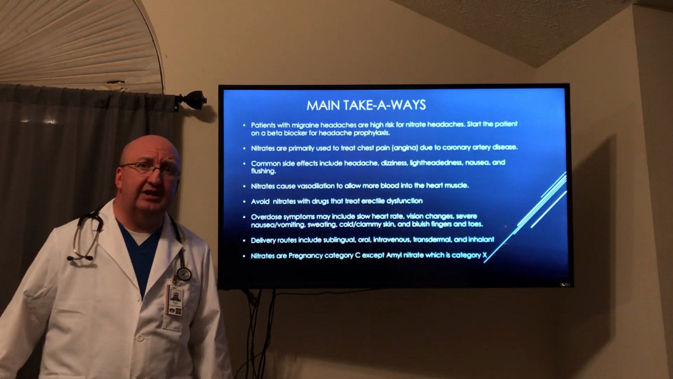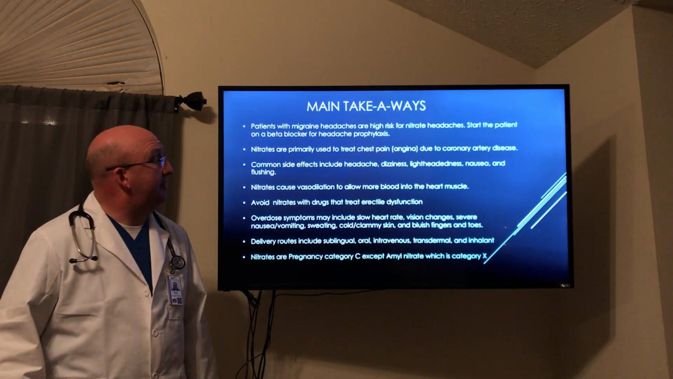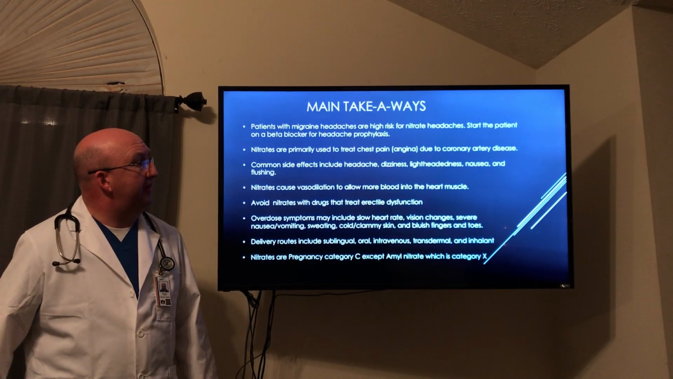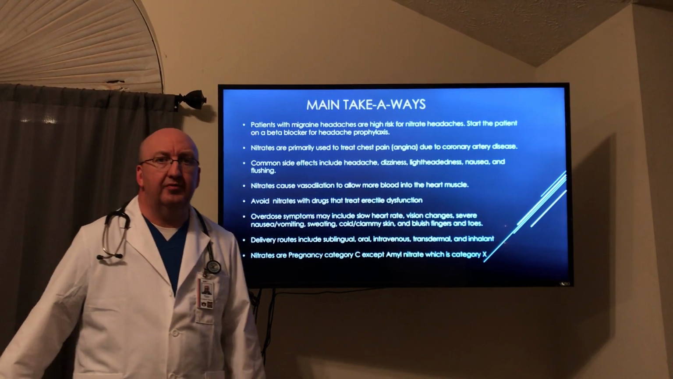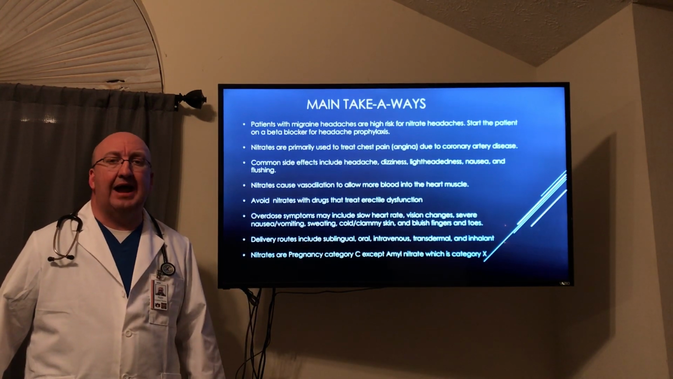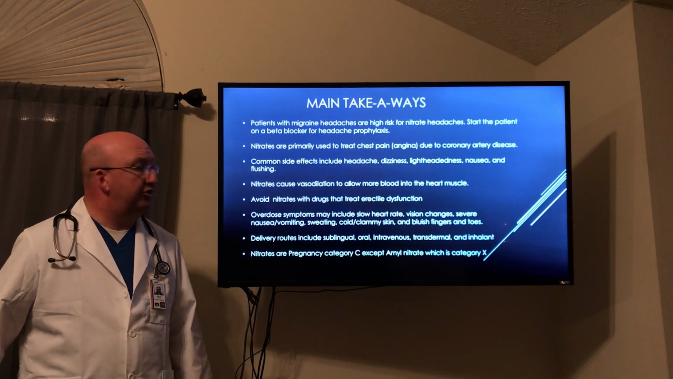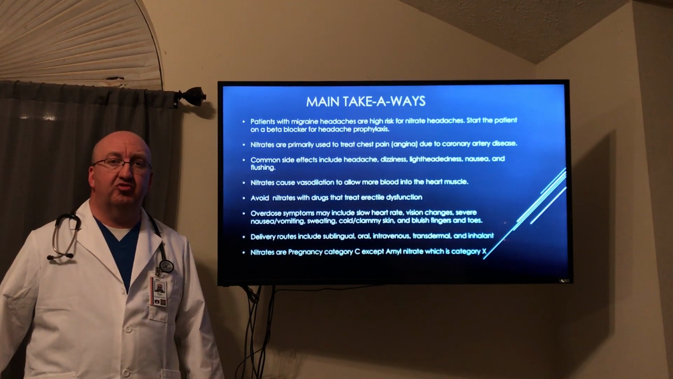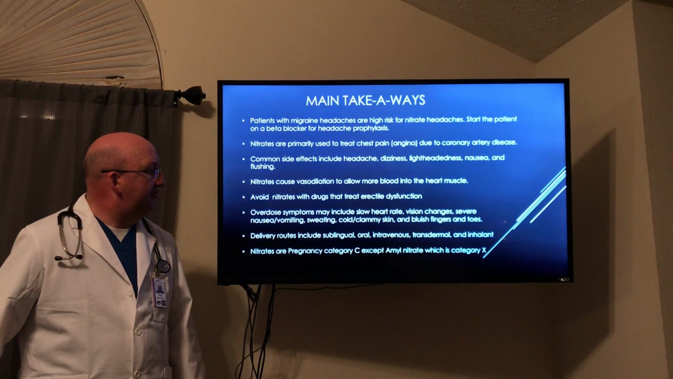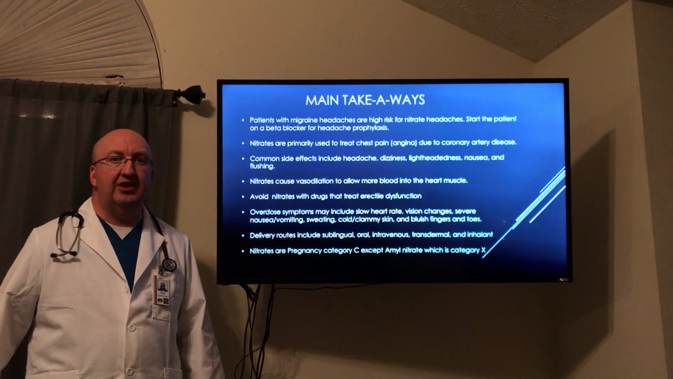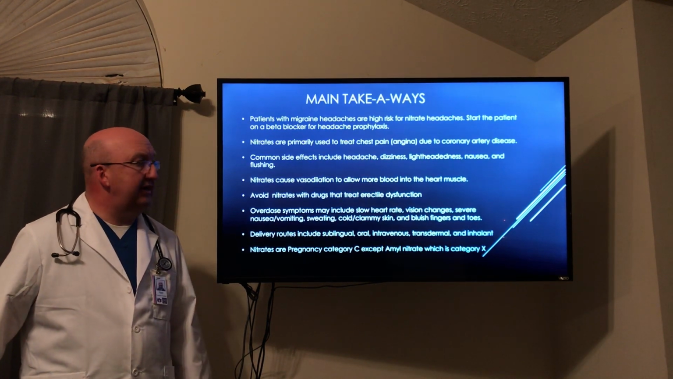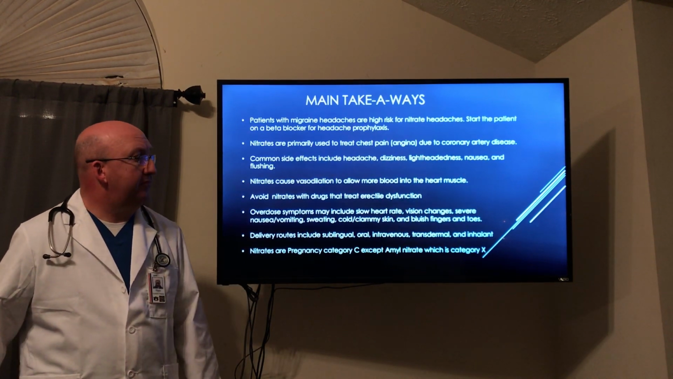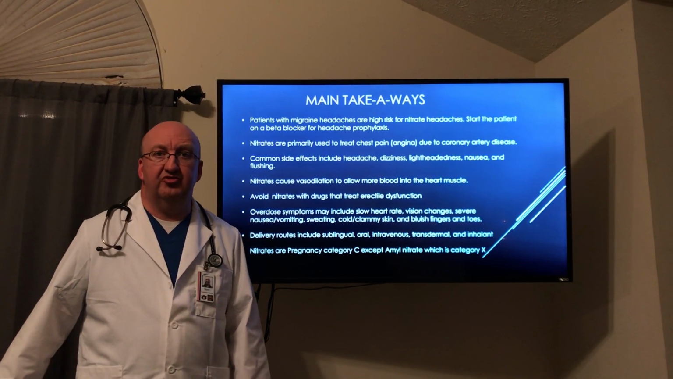Some of the main takeaways with nitrates: with patients with migraine headaches, it is important to maybe start them on a beta blocker prophylactically because they're at high risk for nitrate headaches. Do not use this drug with the drugs used to treat erectile dysfunction. Some of the overdose symptoms for nitrates are slow heart rate, vision changes, severe nausea, vomiting, and bluish fingers and toes.